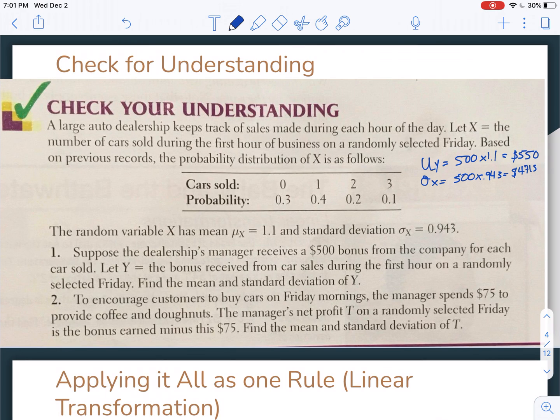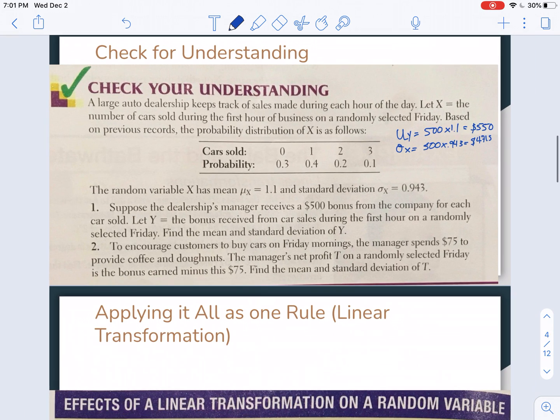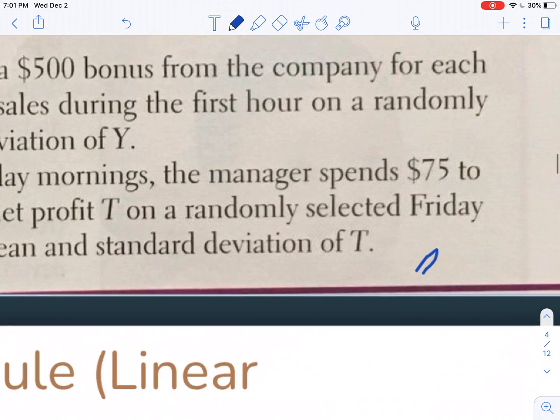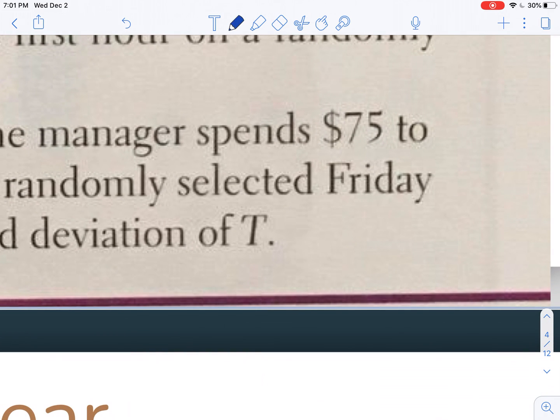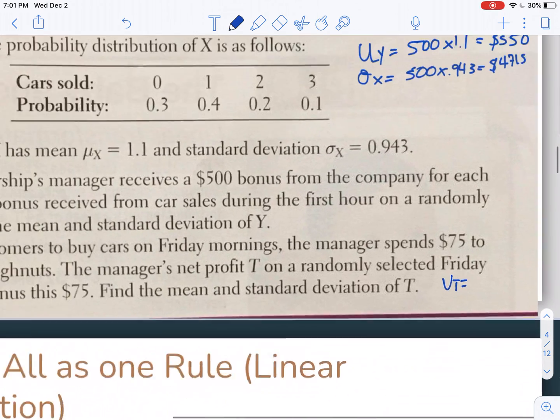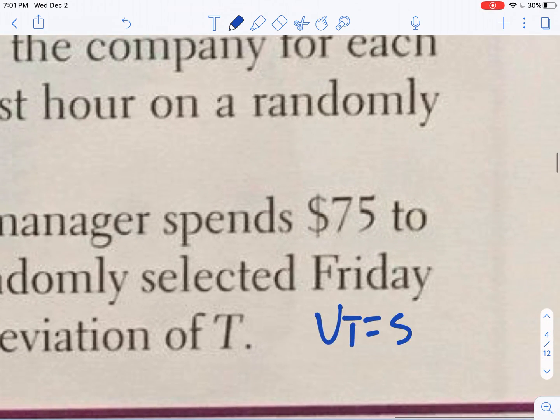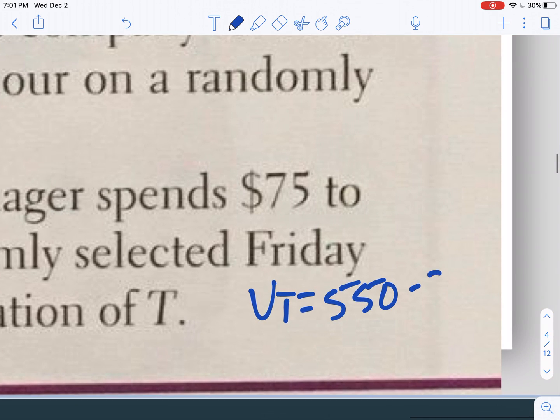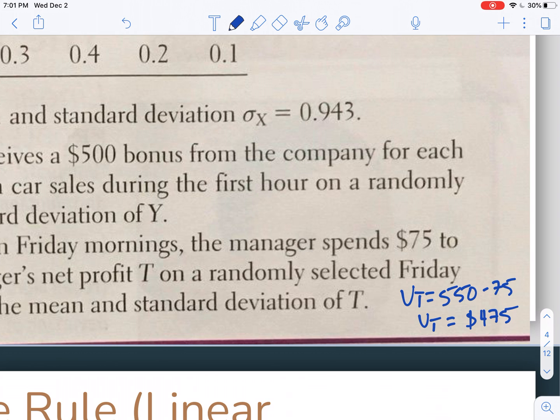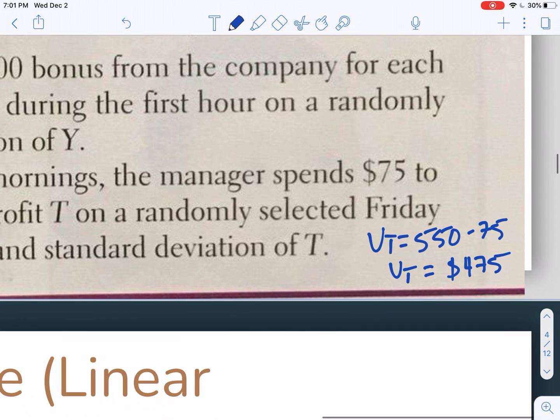All right, so to encourage customers to buy cars on Friday mornings, the manager spends $75 to provide coffee and donuts. The manager's net profit on a randomly selected Friday is the bonus earned minus the 75. So find the mean and standard deviation. In this case, we're now denoting this by T. So the mean of T is equal to 550 minus 75. So the mean of T is now equal to $475. That's going to be the average amount of money he makes because he is apparently buying some of the best donuts on the planet, along with some really fine coffee to try to encourage sales.